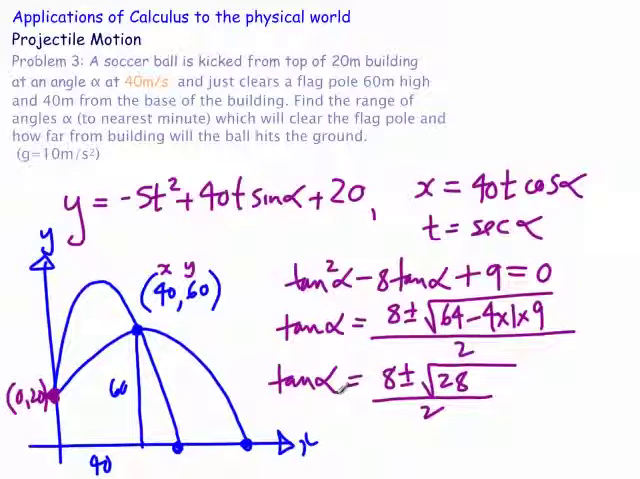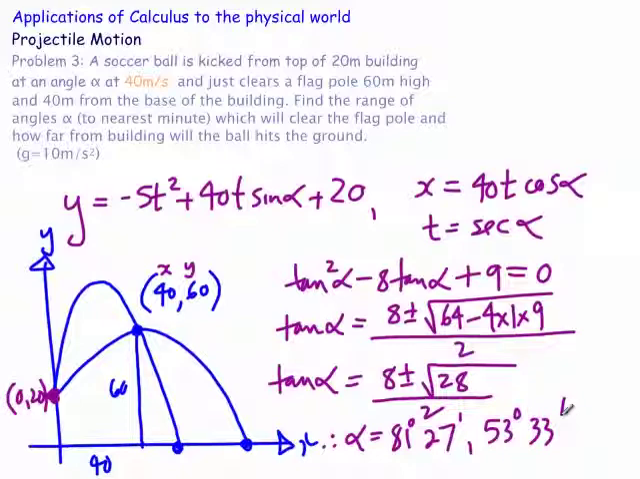to the nearest minute, the two angles. Alpha is 81 degrees and 27 minutes. And also the other angle, when you put the minus 8 minus root 28 on 2, 53 degrees 33 minutes. So these are the two angles, and we're now going to have to try and work out where it lands.